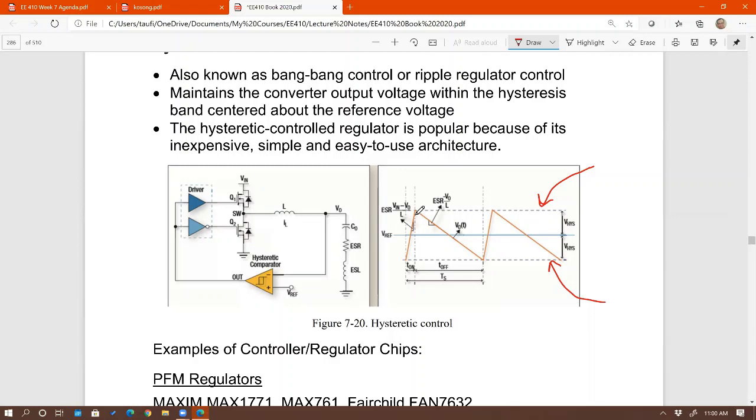Every time it hits the upper limit, turn off the switch. When you turn off the switch, the inductor discharges. Until when? Until it hits the lower limit. Right? When it hits the lower limit, then the controller says, turn on the switch again. When you turn on the switch, then you charge the inductor again, and so on and so forth. Okay. Now notice that the smaller the window, the faster it will switch, right? So be careful with hysteretic. Again, because the smaller the window, the faster the switching frequency.